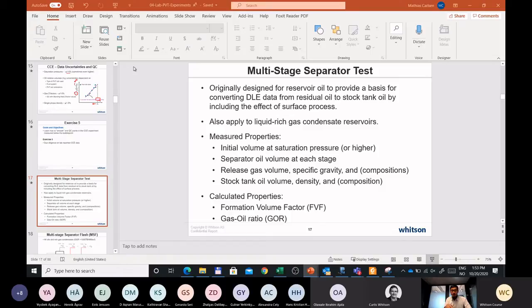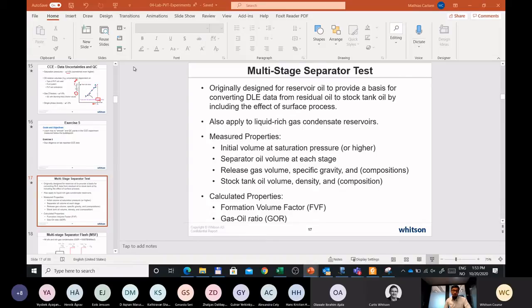So there is also gas removal. We measure the gas volume that's released from the PVT cell, the gas gravity, and also analyze the compositions of the gases that are removed, which represents the separator gas composition. And then we also measure the final stock tank oil volume, the density of the stock tank oil, and the composition of the separator oil.